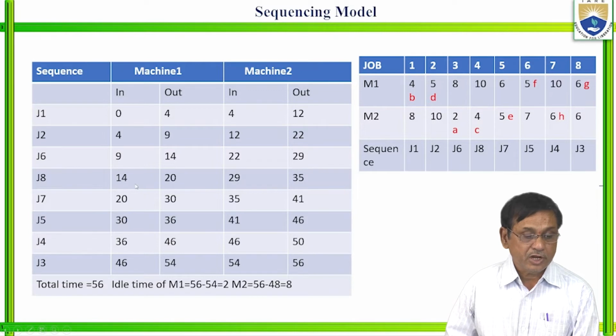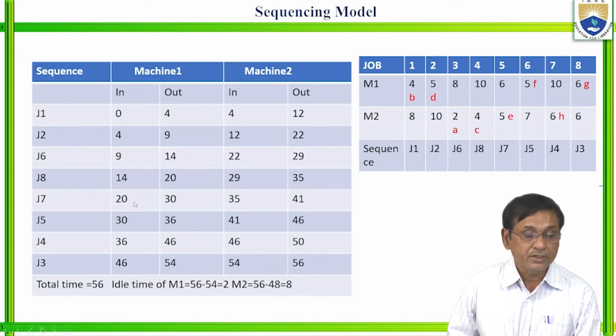Then job 8 enters the first machine at 14 hours and is completed after 20 hours, as the processing time required is 6 hours. Now it goes to machine 2. At what time will it go? It will go after 29 hours. That means it has to wait for 9 hours because the processing is not completed for job 6 on machine 2. Then after 29 hours, job 8 goes to machine 2 and is completed after 35 hours, because the processing time required is 6 hours.